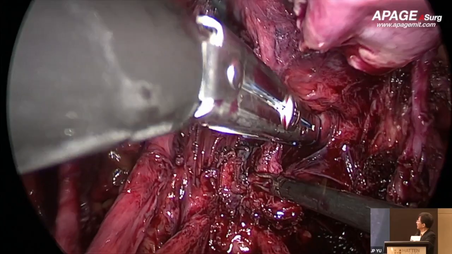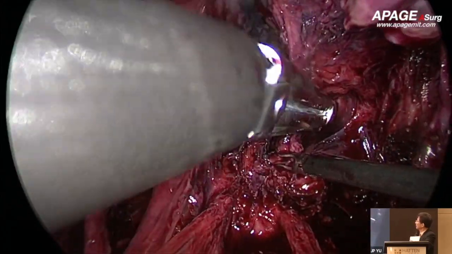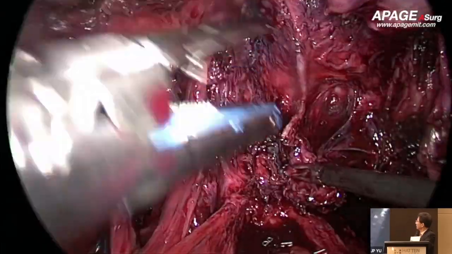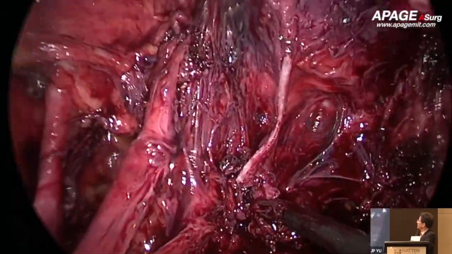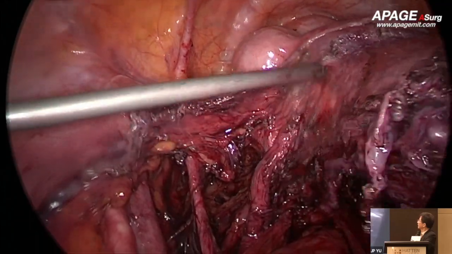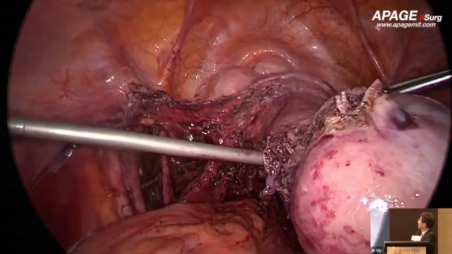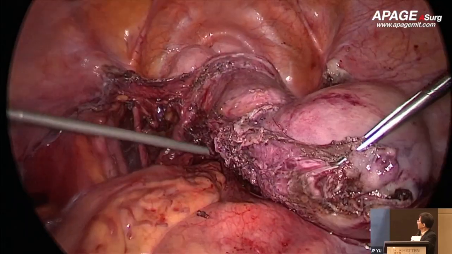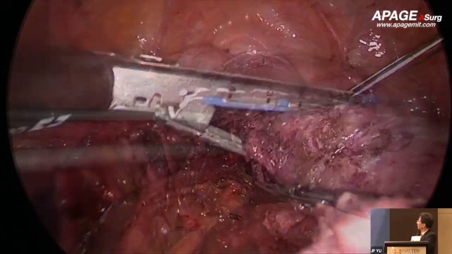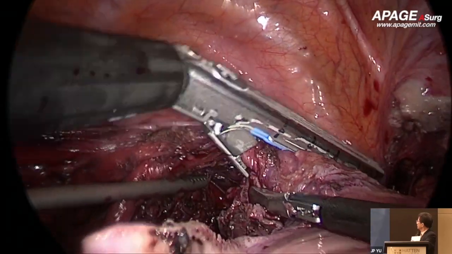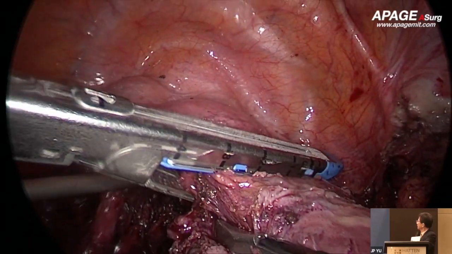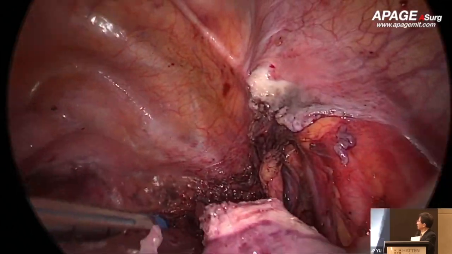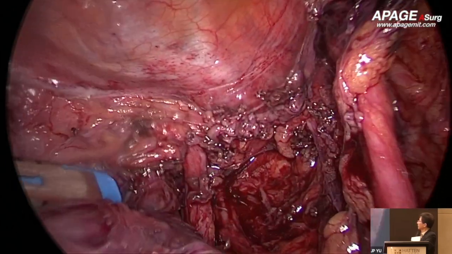So recently we use the endo-GIA to close the vaginal cuff. Here is the uterus, and here is the vagina. So here we just use the endo-GIA to close the vaginal cuff. The uterus is here, and there is about 2 centimeters. The vagina has been enclosed in the endo-GIA.